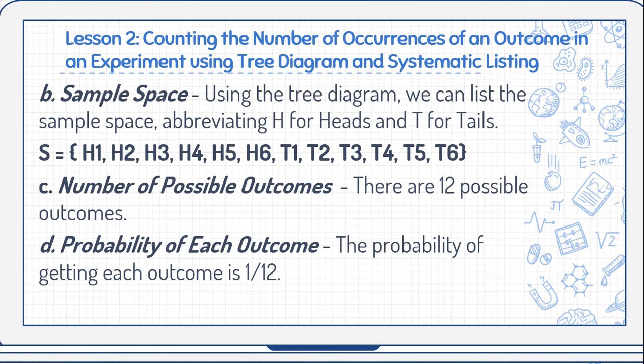number of possible outcomes. So there are 12 possible outcomes, di ba? If we count yung sample space, 1, 2, 3, 4, 5, 6, 7, 8, 9, 10, 11, 12, sila po yung mga possible outcomes. Posible na resulta if we're going to do the experiment. Okay? Then for letter D, probability of each outcome. Okay, so the probability of getting each outcome is 1 over 12. Kasi isa lang po na lalabas si H1, H2, H3, H4, H5, H6, T1, T2, T3, T4, T5, and T6. So 1 out of 12 or simply as 1 over 12. Okay?